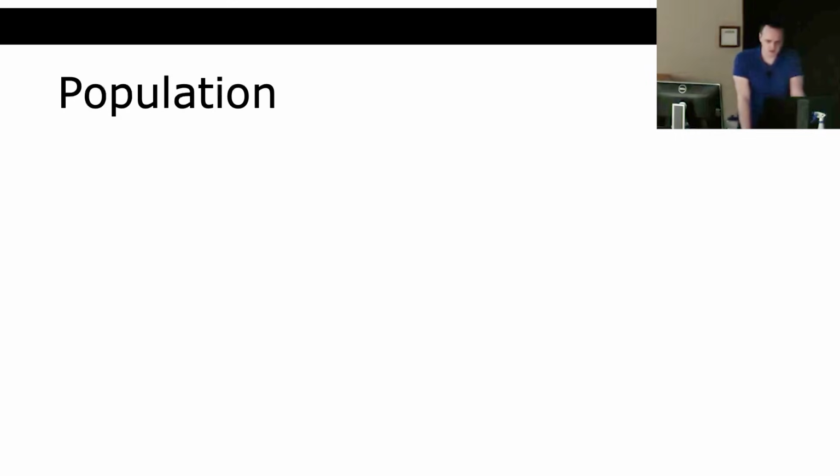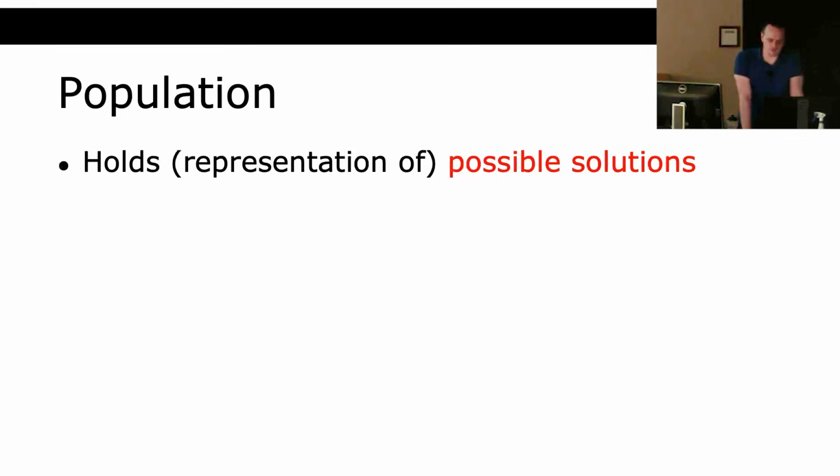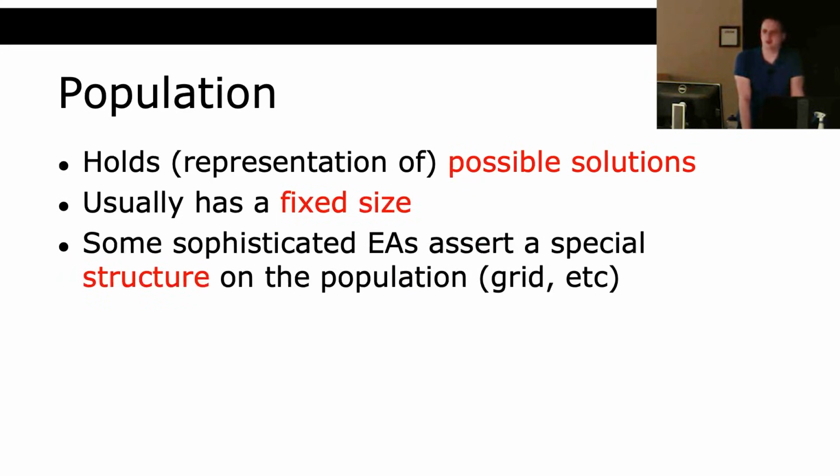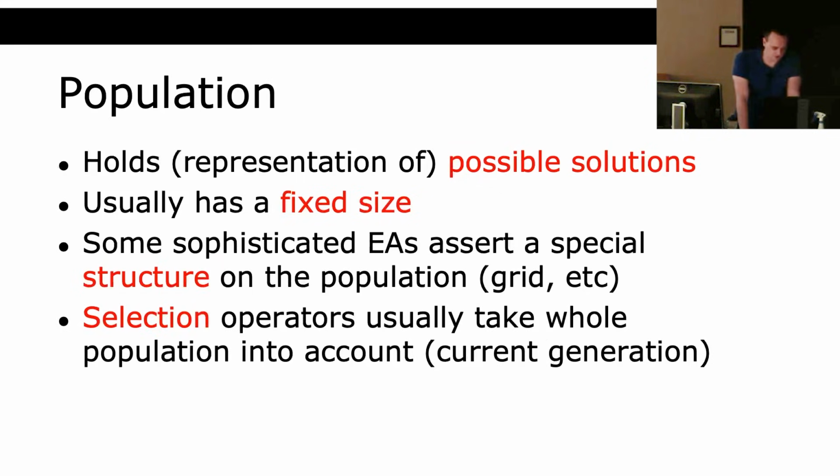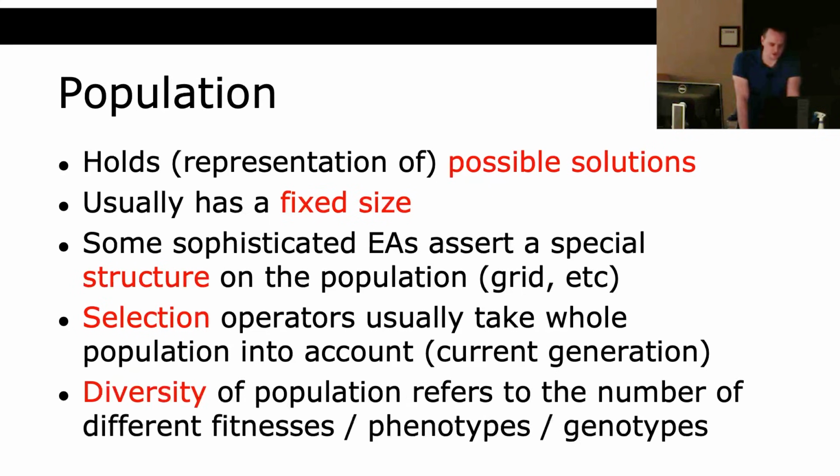And then over time, by later generations, you get things that are actually doing better and better. Okay, so the population holds a representation of possible solutions, and usually has a fixed size. So we'd say, okay, we're going to choose 500 as our population. Typically, you want the biggest population that you can handle in a reasonable amount of time for your computing hardware. Some sophisticated EAs assert a special structure on the population. We won't necessarily do that. Selection operators usually take whole populations into account, and the diversity of the population refers to the number of different fitnesses, phenotypes, and genotypes, right? We wouldn't want to have 900 copies of the same thing in a 1,000 population.